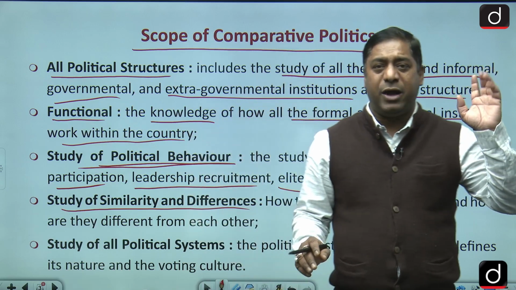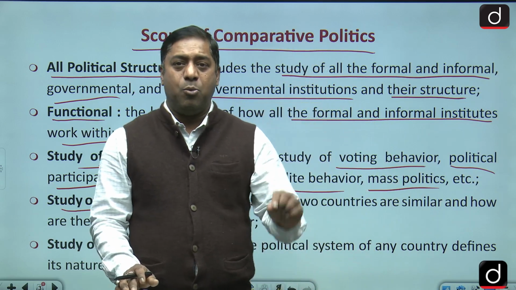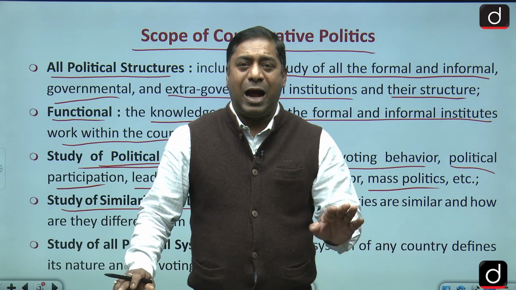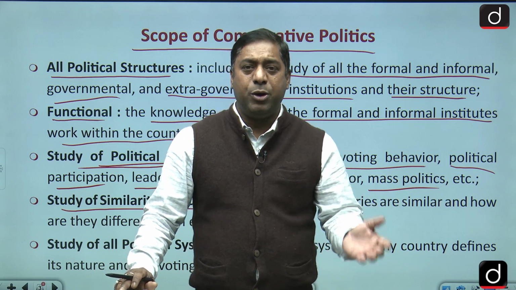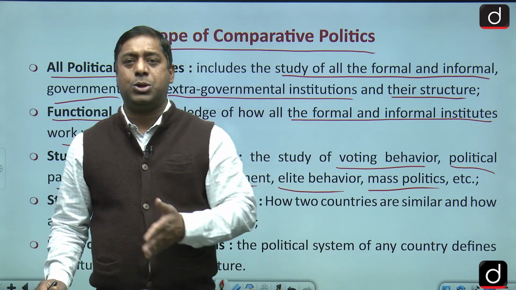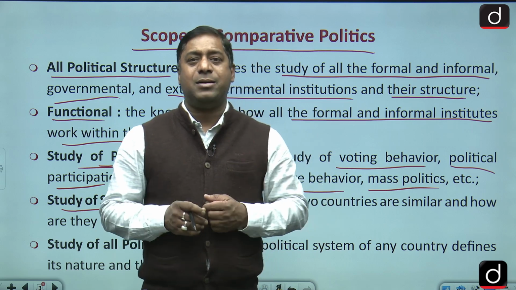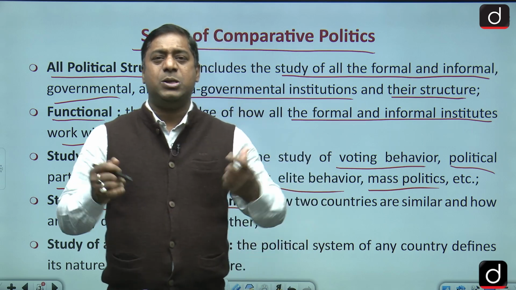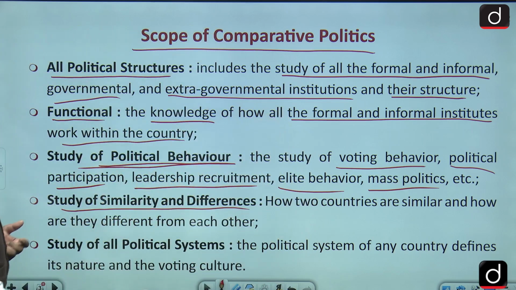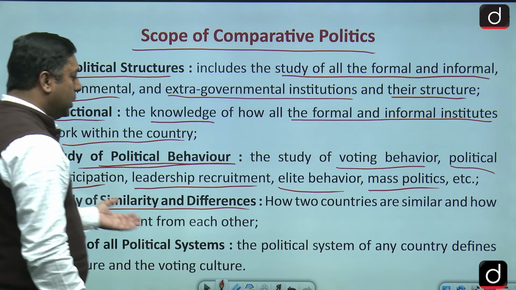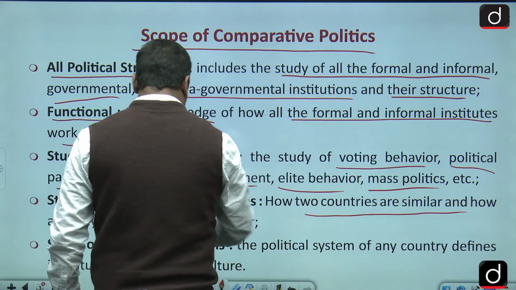As I said in the definition itself, in comparative politics the most important thing is that we have to find out what the similarities and differences are between various political institutions and various forms of government. Why are these similarities taking place? Why are these differences taking place? This is what we study in comparative politics. So the next scope of comparative politics is how two countries are similar and how they are different from each other.